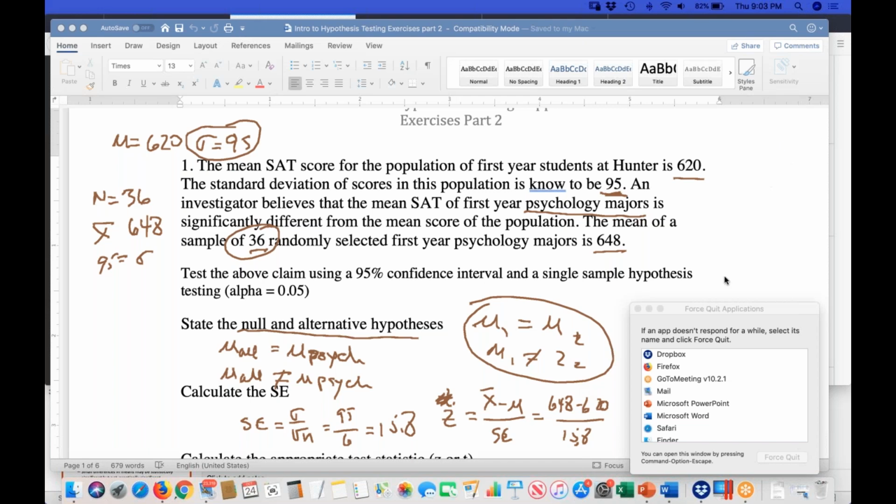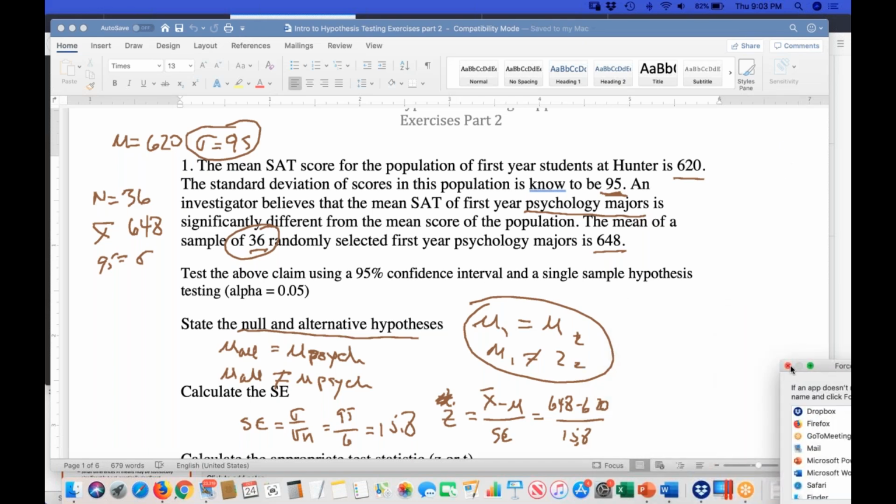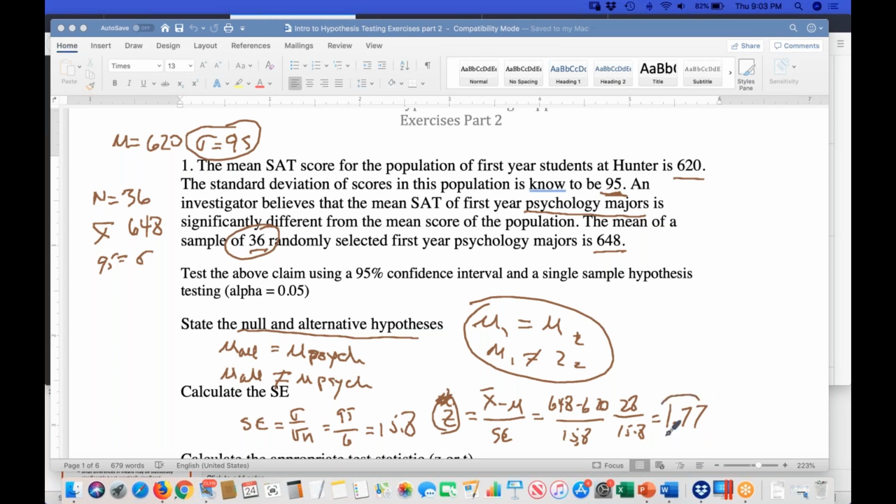Can we figure that out for me? Okay, what does that come out to? 28 over 15.8. I would say 1.8, approximately 1.77. Okay, so our Z value is 1.77.